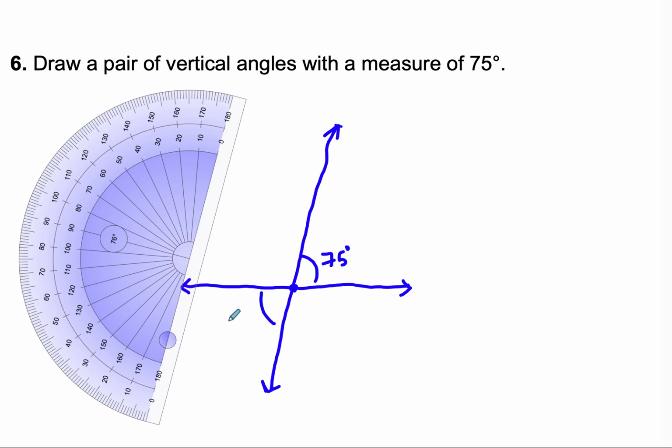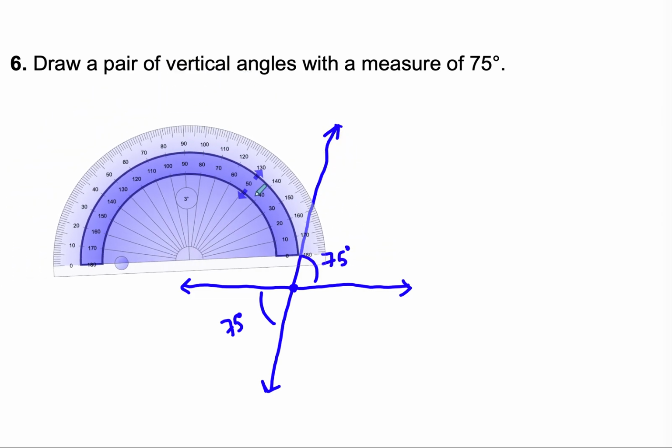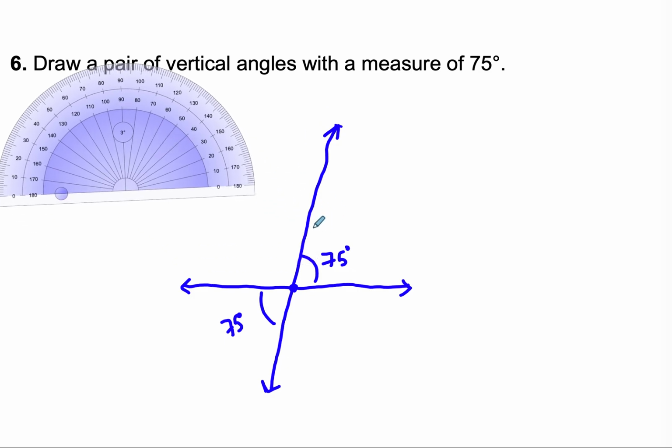75 degrees. Always a good idea to at least look at your angle measures and see if it makes sense. 90 degrees is a right angle. It would be straight up and down. 75 degrees is less. So you should have something that looks like less than a right angle. If I did my 75 over here, then I should be able to look at this and go, oh wait, that looks like it's more than a right angle.